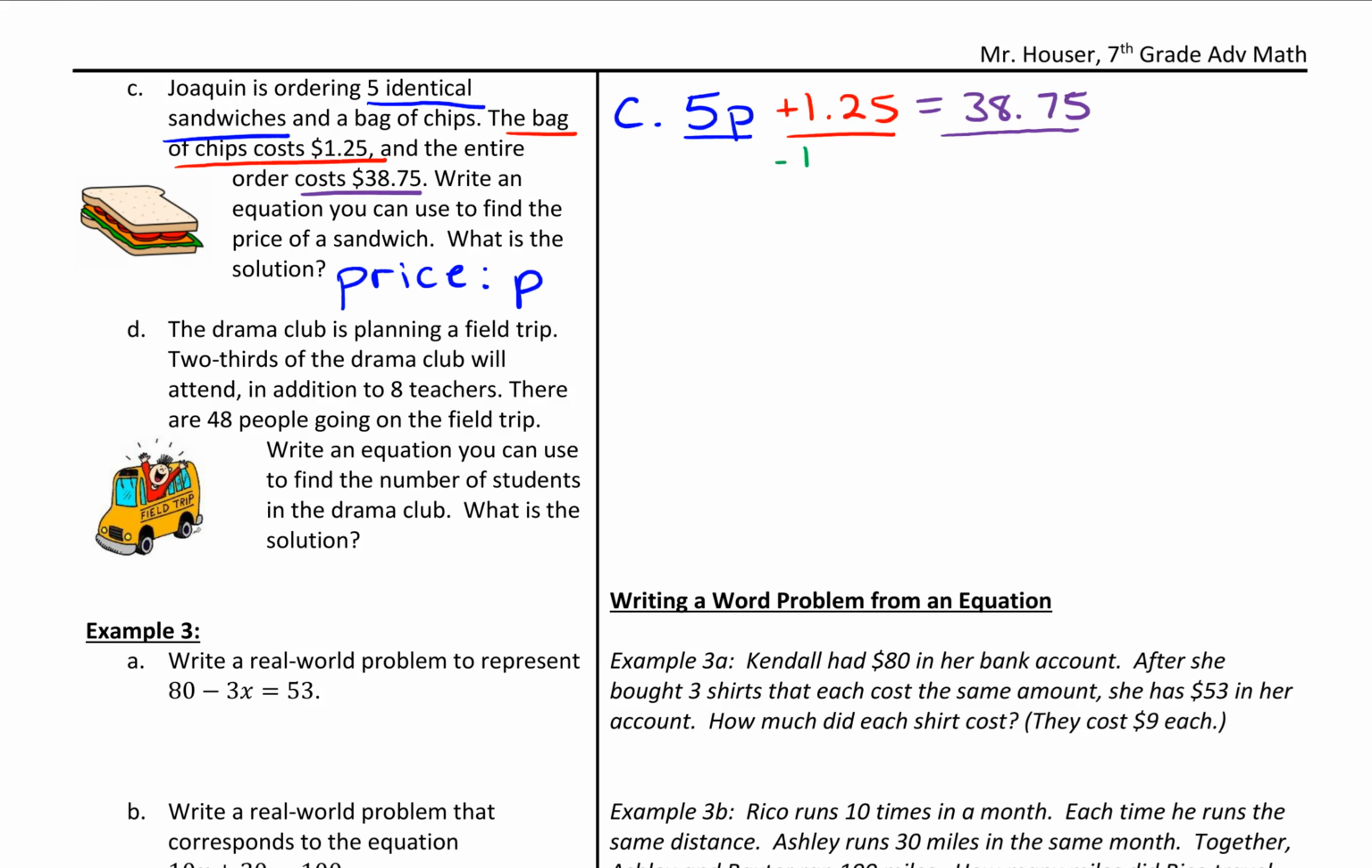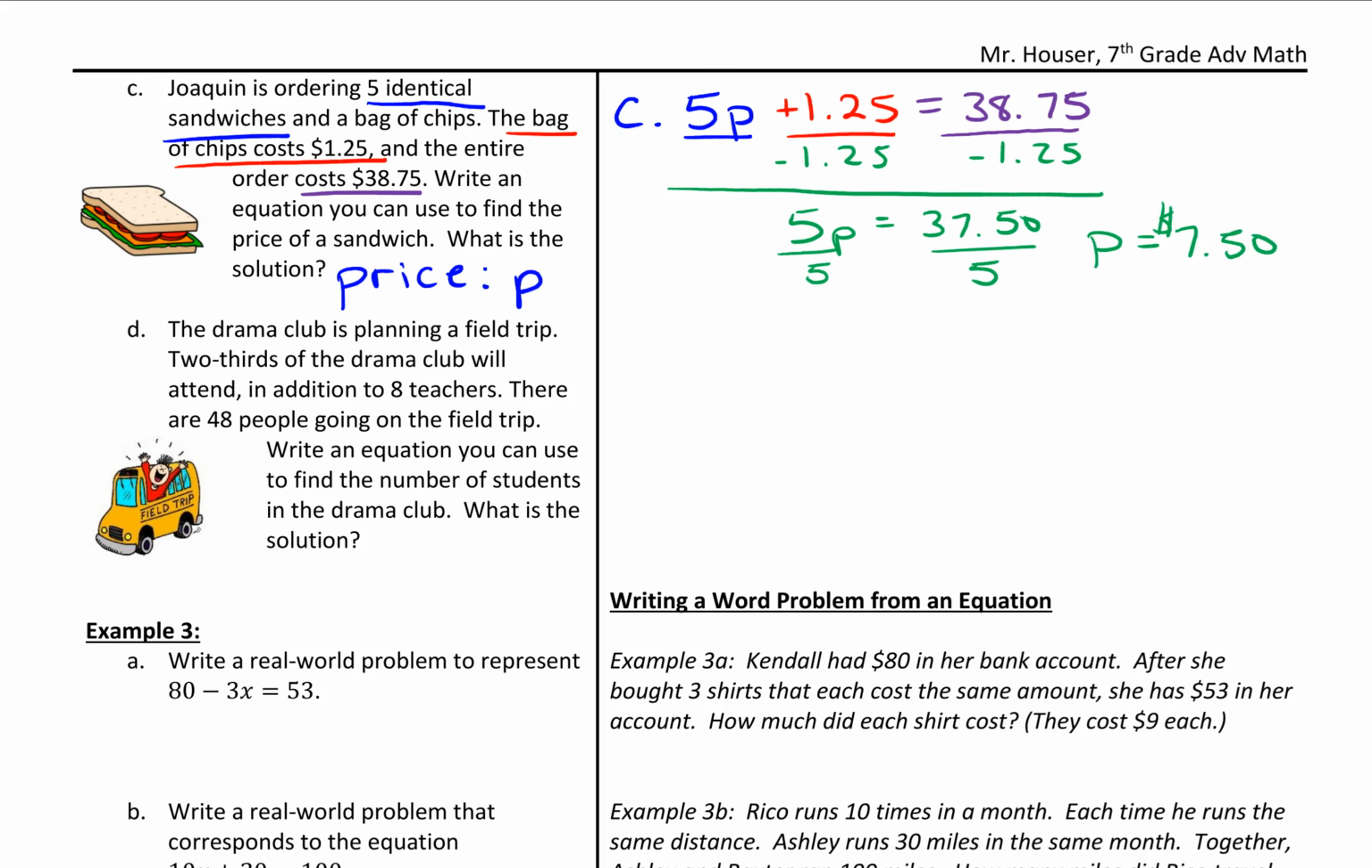We'll solve. Subtract your number term from both sides. We end up with 5p is equal to $37.50. And we divide both sides by 5, and we get the price of each sandwich is $7.50. Again, label your numbers.